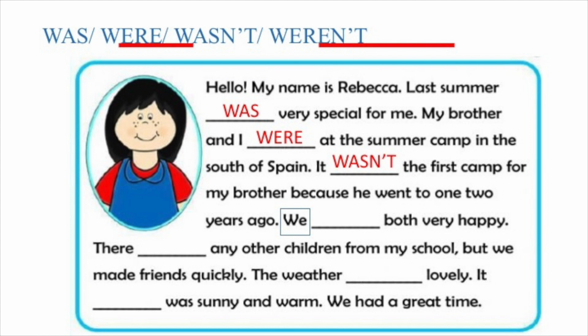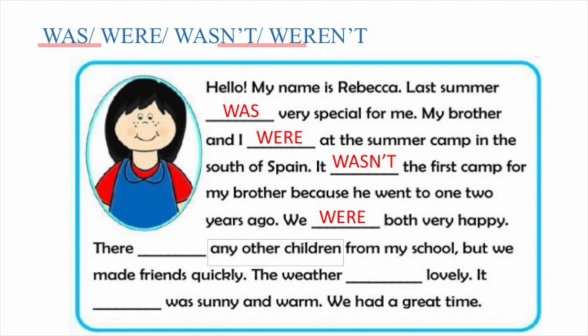What do we think? We weren't or we were? Positive or negative? We, something, both, very happy. We were, see, we, plural, so not was, we don't use was with plural, we were both very happy.